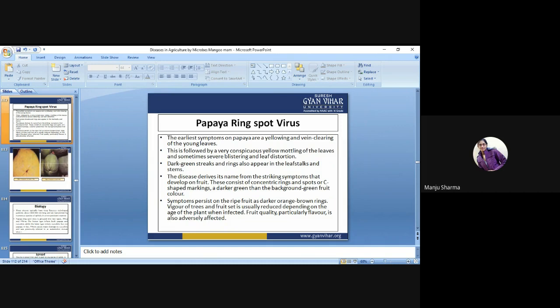The disease derives its name from the streaking symptoms that develop on fruit. These consist of concentric rings and spots or C-shaped markings, a darker green than the background green fruit color. Symptoms persist on the ripe fruit as darker orange-brown rings.